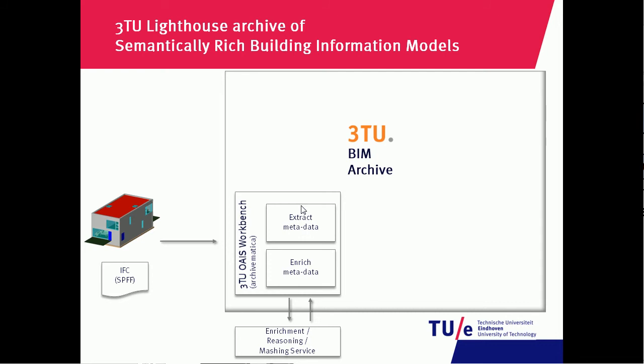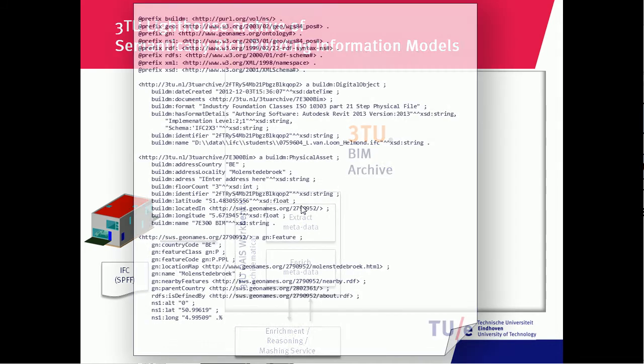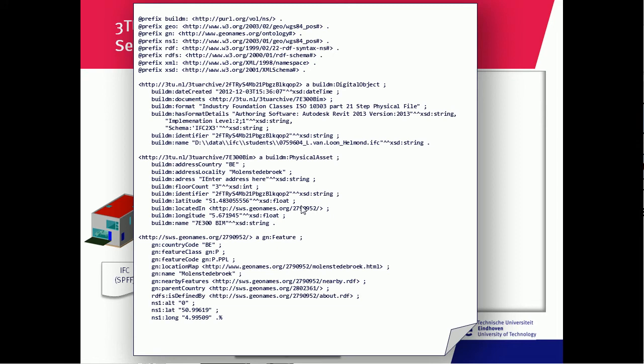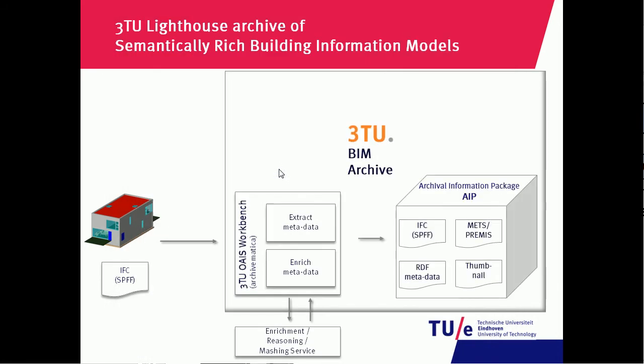And then the generated metadata, and here's a snippet to give an impression of what such metadata looks like, is packaged away in a so-called archival information package, or AIP for short, where the original raw data of the IFC file, the extracted metadata as a Resource Description Framework, or RDF, metadata record goes alongside an automatically generated thumbnail and metadata records in the METS PREMIS format, which is the most established and most well accepted metadata record format for the digital long-term preservation community.